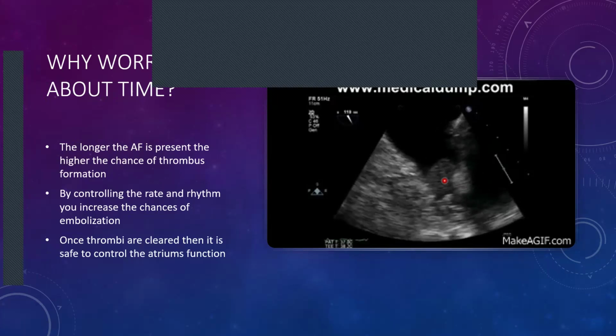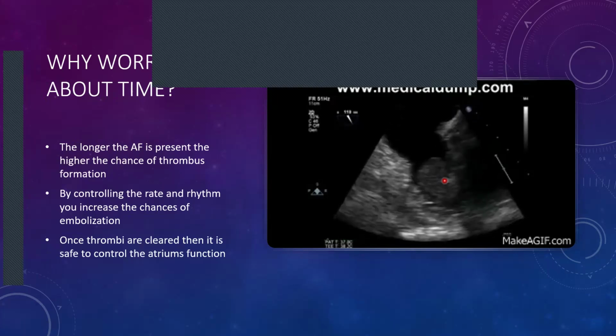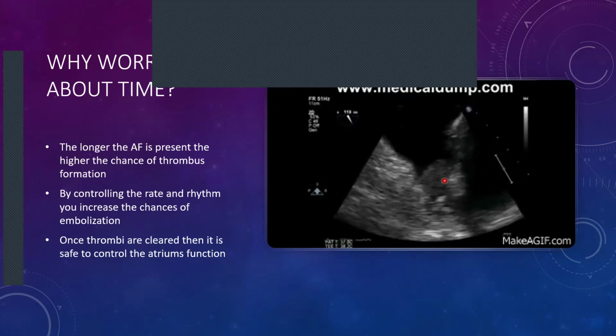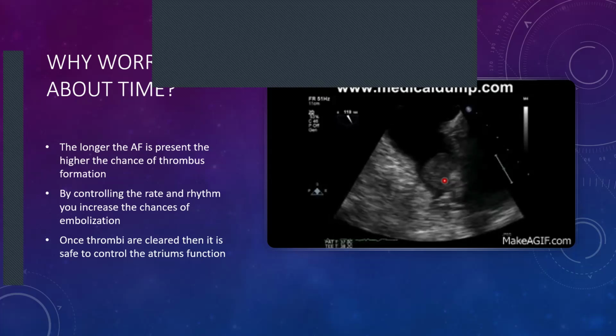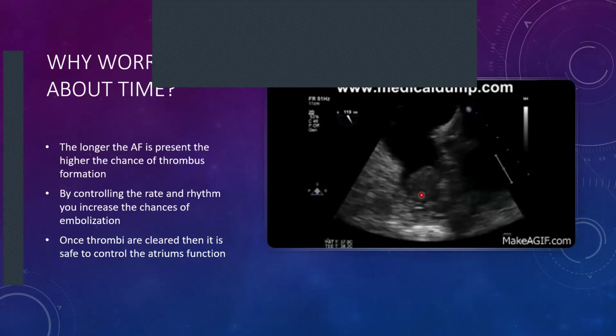If you are lucky enough to work in a hospital that has the facilities where you can do these things immediately, by all means, make sure whether the patient has it or not, and you can always go and control the rate and the rhythm. But for the majority of us working in rural, semi-rural areas where we may not have access to this, our first thought is actually to make sure that there's no thrombi.